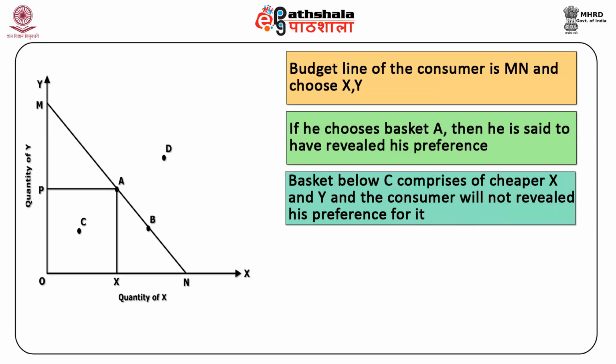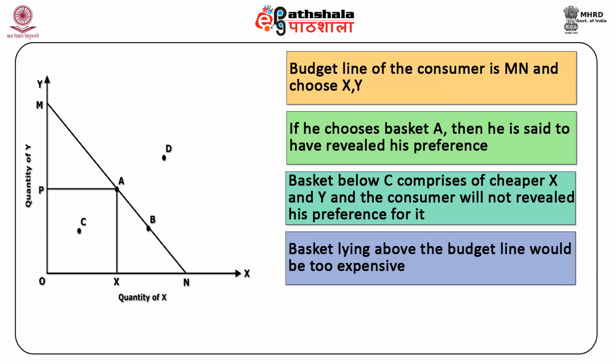Any basket which lies below the budget line, like basket C, comprises cheaper X and Y, and the consumer will not reveal his preference for it. Any basket lying above the budget line would be too expensive for the consumer to buy, therefore, he will also not reveal his preference for that basket, like basket D.